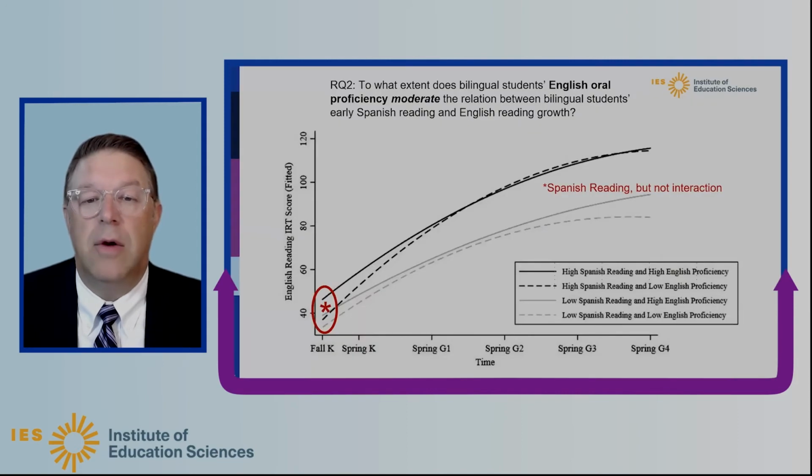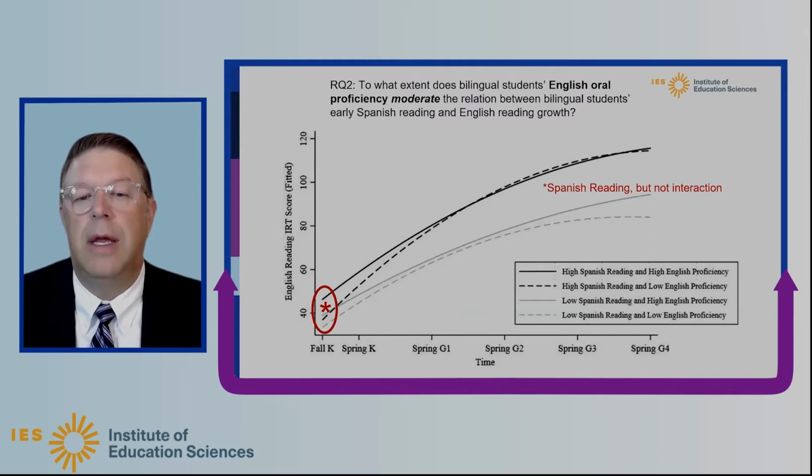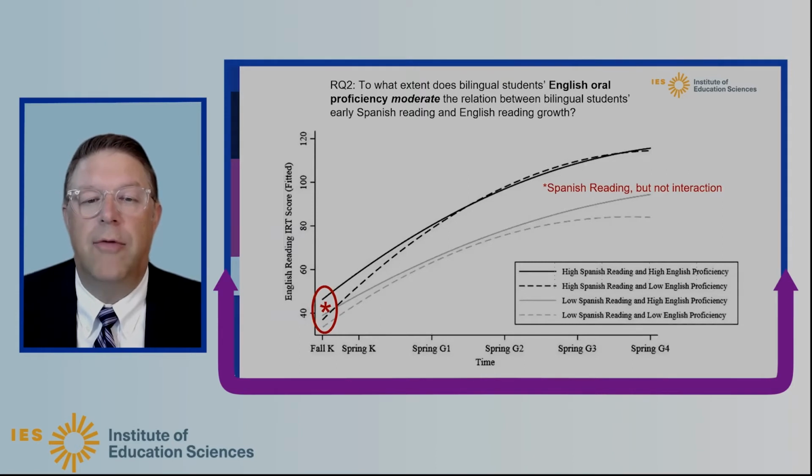To examine our second question about whether English oral proficiency moderates this relationship, we created 4 groups. Spanish-speaking bilingual students that had high Spanish reading and high oral English proficiency have the dark solid line on this graph. Those with high Spanish reading and low oral proficiency have the dark dotted line. Students with low Spanish reading and high oral English proficiency have the gray solid line, and those with low Spanish reading and low oral proficiency have the gray dotted line. Results showed moderation for initial status only and not for growth.